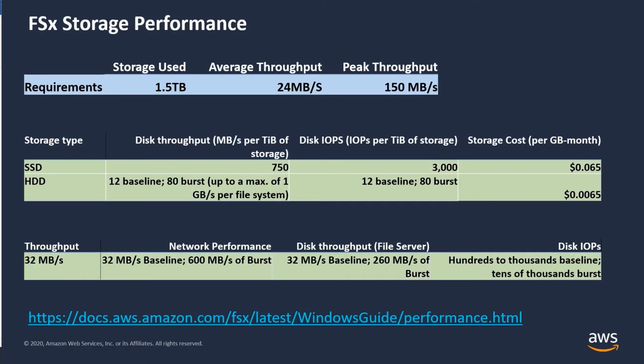The second performance calculation is the independent throughput characteristic, which determines our baseline and burst performance to the in-memory cache, as well as throughput from the file server to the underlying storage type we choose. The FSx console will automatically recommend throughput based off the storage type and size of storage that you pick. In this case, 32 megabytes per second throughput would exceed our performance requirements for both network and disk. So now let's go to the FSx console and show you how this works.